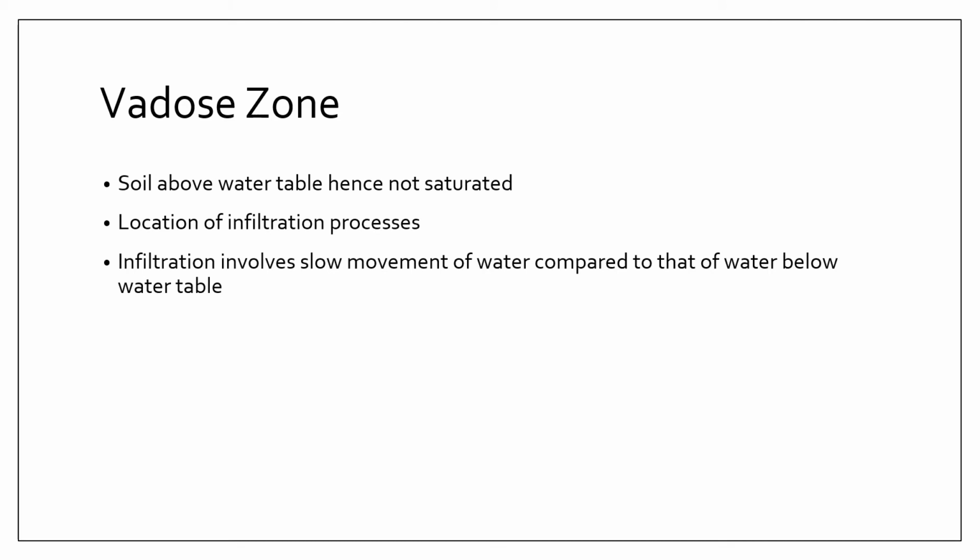Now, what is vadose zone? As discussed, this is your soil above your water table, hence it's not saturated. Okay, saturation means if you have a soil that is saturated, all of its pore spaces have water. In the vadose zone, it's not. Your pore spaces have air, and some of them have water, some have air. But the point is, vadose zone is a non-saturated zone, and this is where infiltration occurs. Okay? And it involves a slow movement of water compared to your groundwater.